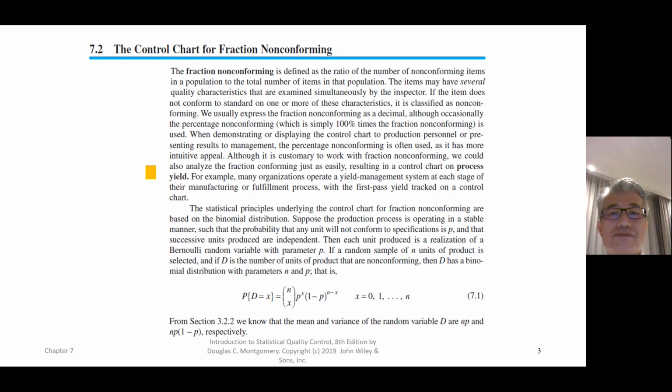If a random sample of n items of product is selected, and D is the number of units of product that are non-conforming in the sample, then D will follow a binomial distribution with parameters n and p, represented as equation 7.1. From chapter 3, we know that the mean and the variance of the random variable D are np and npq respectively.